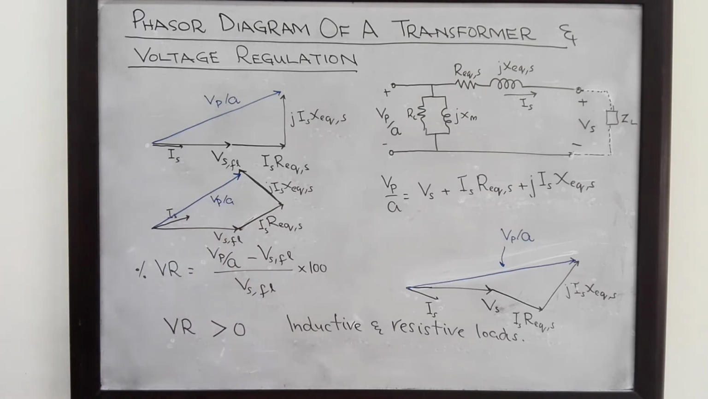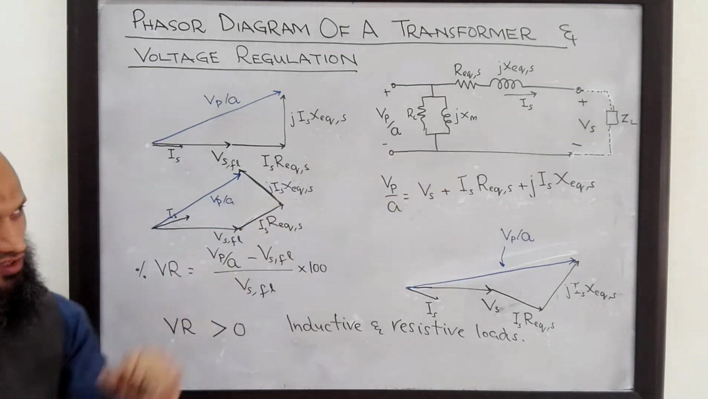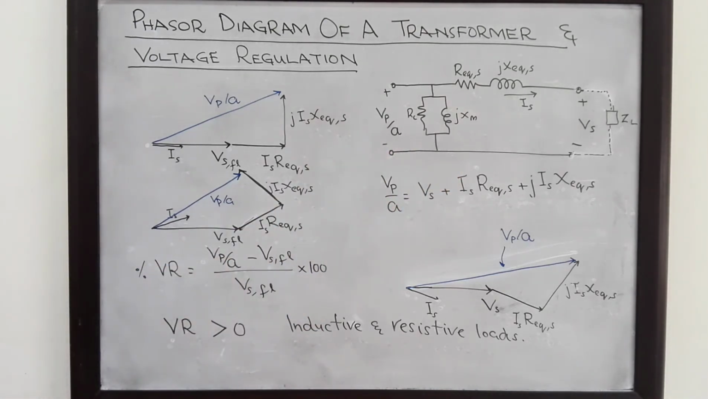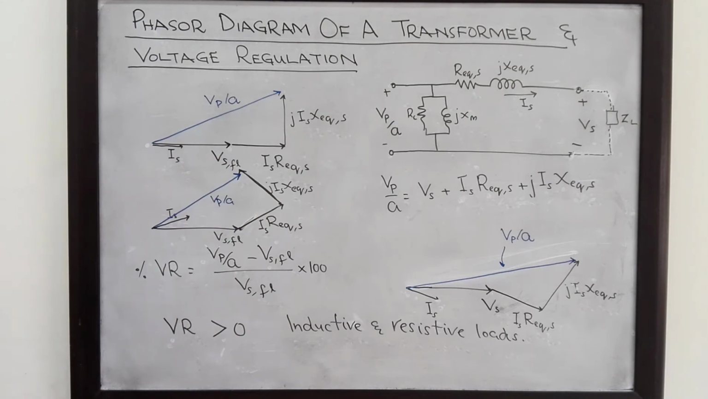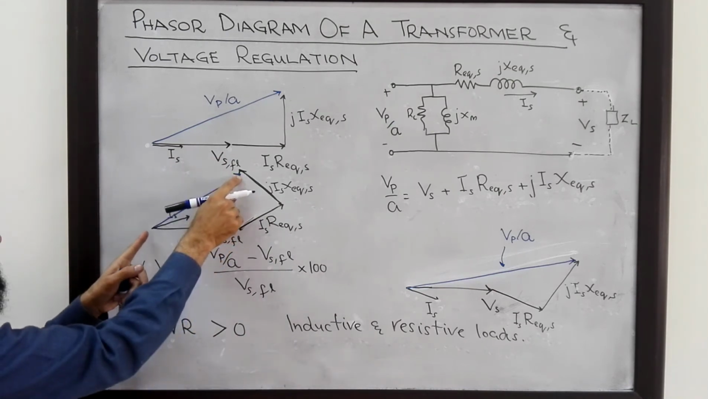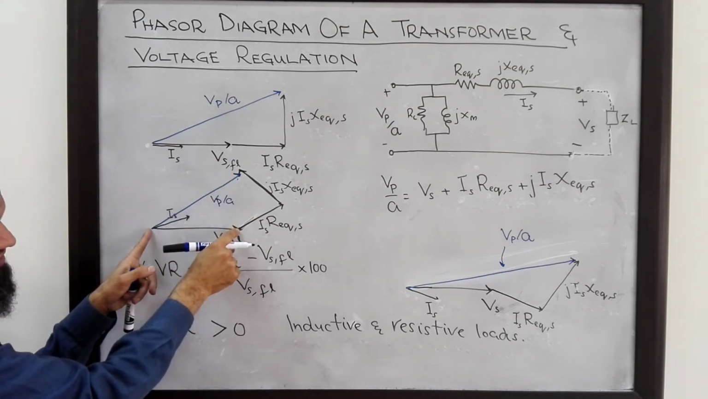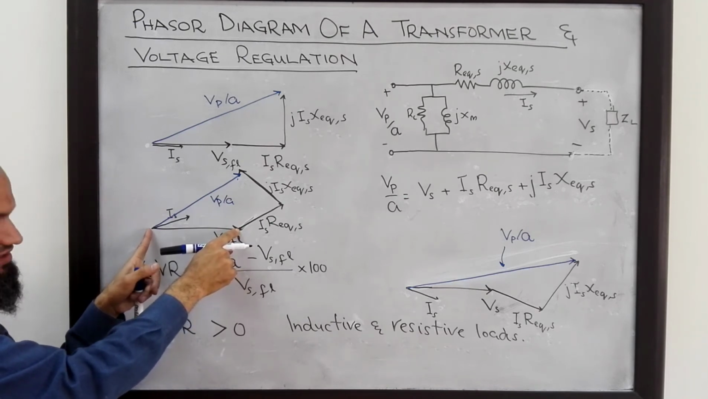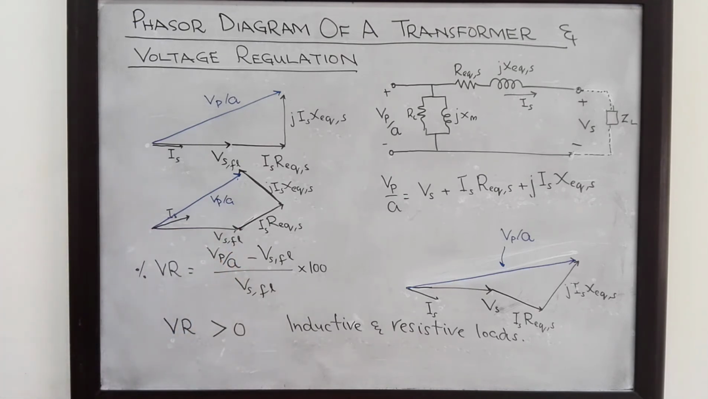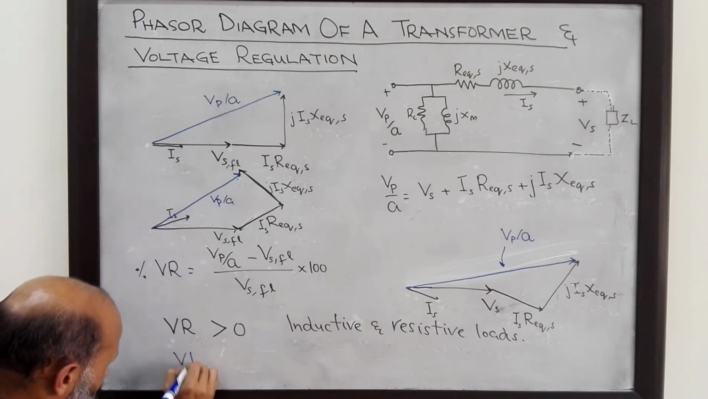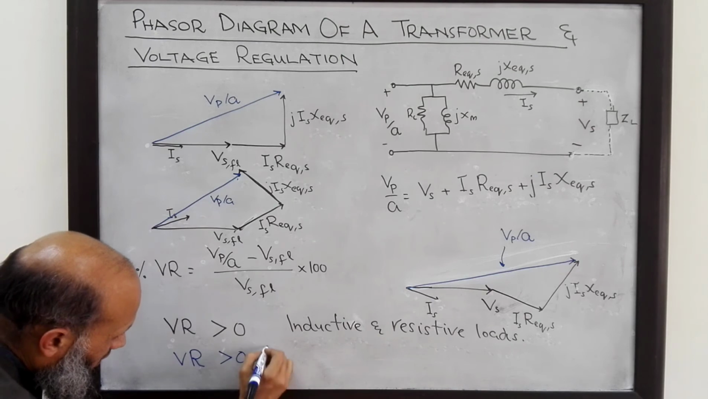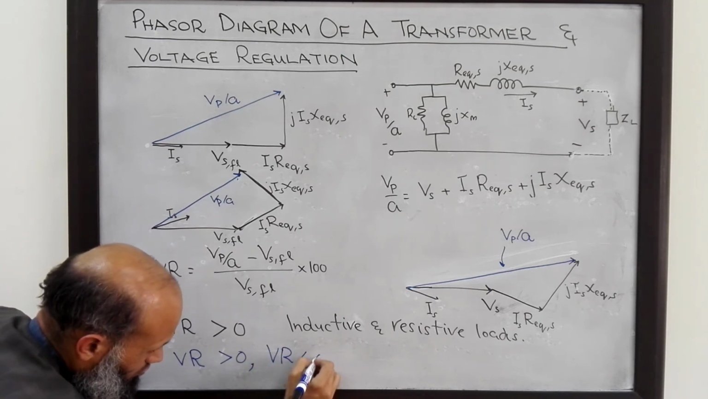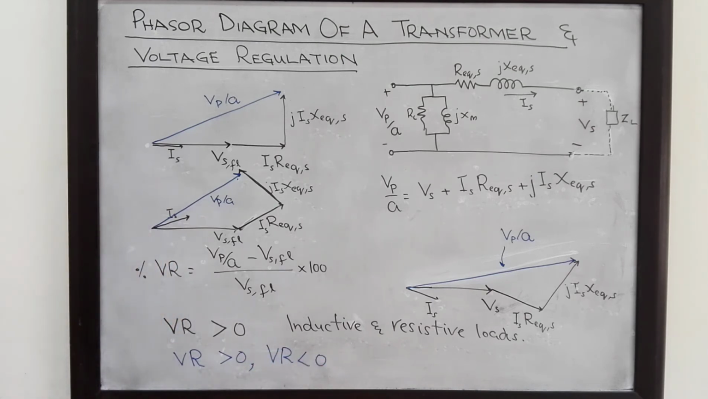So what is the voltage regulation when we have connected a capacitive load to a transformer? It will depend upon the current on the secondary side. This length can be either larger than or even smaller than this length. So this voltage regulation for a capacitive load can be greater than 0, and can also be less than 0.